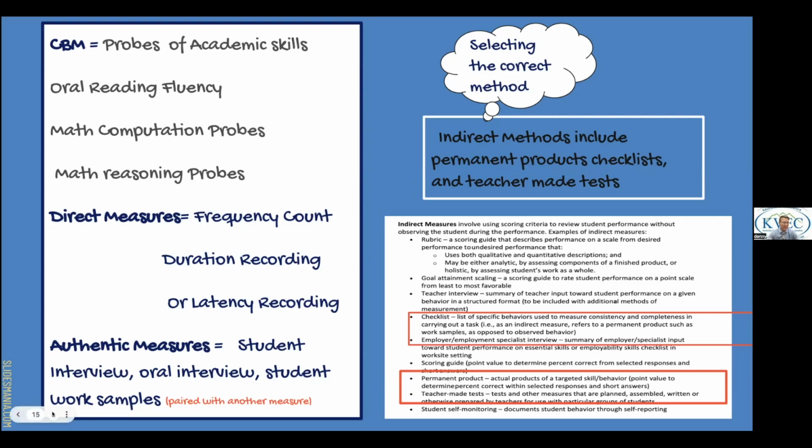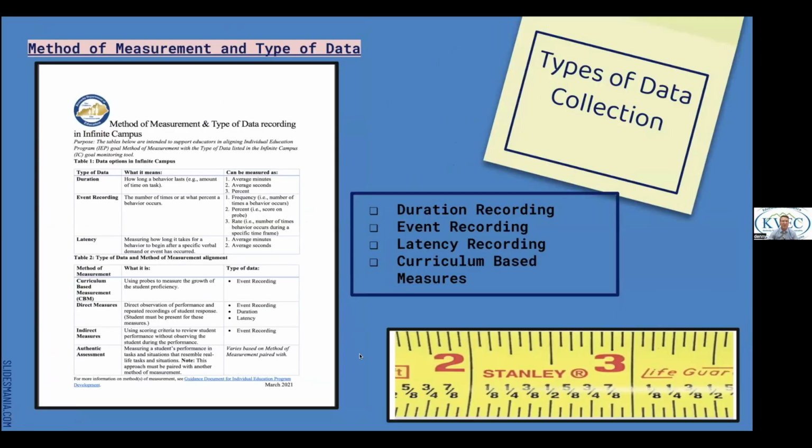And then I really want to get this particular screen right here. It shows you, and I really like this one, when we're talking about measuring and putting the information into Infinite Campus goal monitoring. It tells you about duration, event recording, latency, curriculum-based measures, and direct measures, indirect measures. And so it breaks it down for you in a nice, neat chart that you can understand. Duration is how long a behavior lasts, and we're going to turn that into average minutes or average seconds or a percent. Event recording is the number of times something occurred. We're going to look at frequency data around that, and we're going to turn that eventually into a rate or percent, something that we can measure, and so on and so forth.